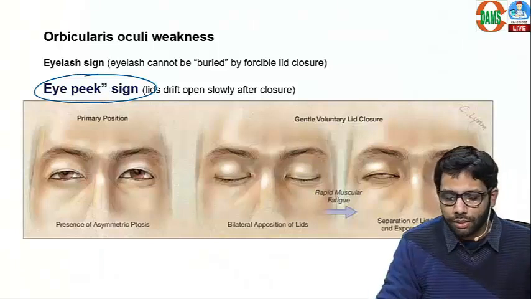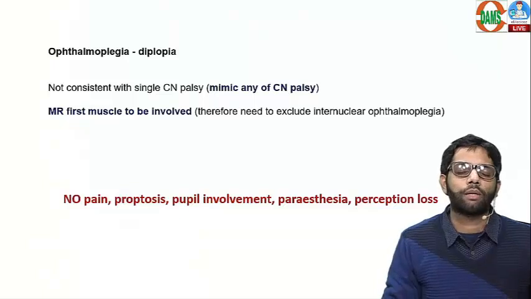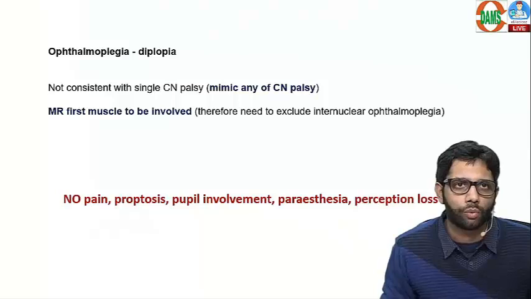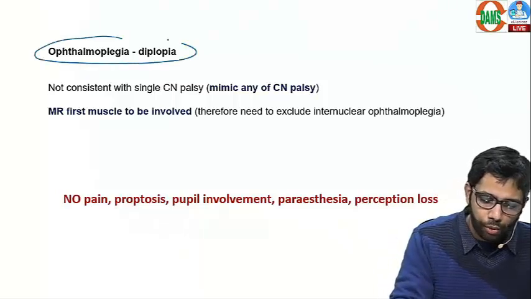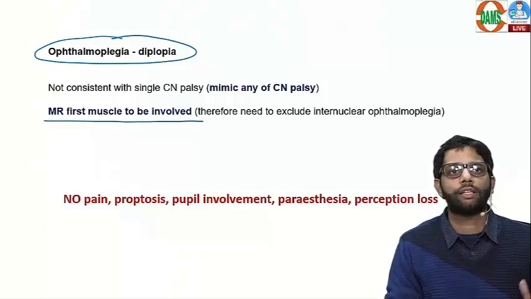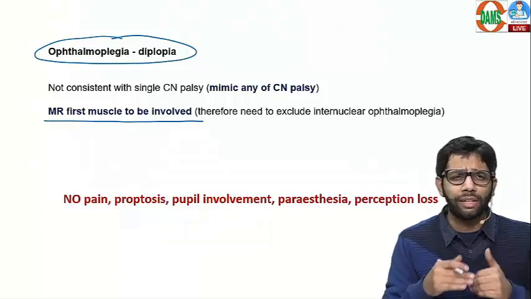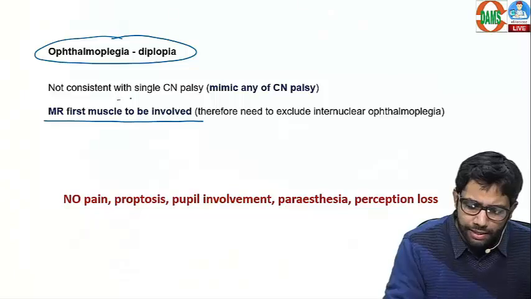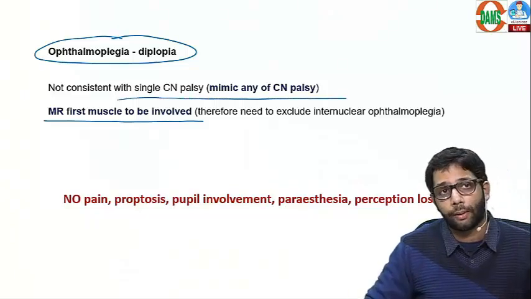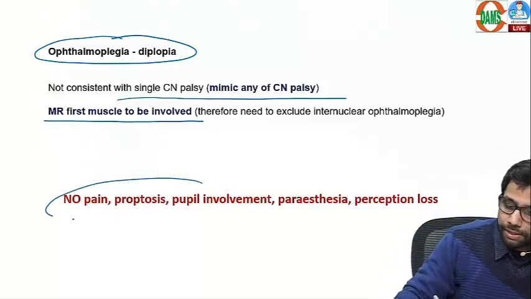And third, because of extraocular muscle, what can happen? There is ophthalmoplegia. There is difficulty in the eyeball movements because extraocular muscles are also not working. So that can lead to diplopia. Most common muscle involved is medial rectus, the first muscle to be involved. But any muscle can be involved. So this myasthenia can mimic any cranial nerve palsy. That's an important point.